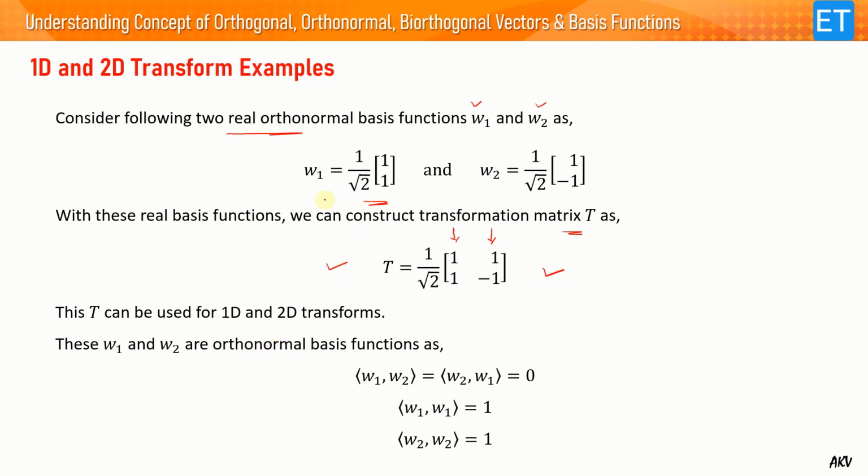And here we can see that W1 and W2 are orthogonal to each other because their inner product is 0 and their self inner product is equal to 1, for both W1 and W2. That's why they are known as orthonormal basis functions. So this transformation matrix T is a real matrix of two orthonormal basis functions. Now I will show you how I can use this transformation matrix for one-dimensional and two-dimensional transforms.